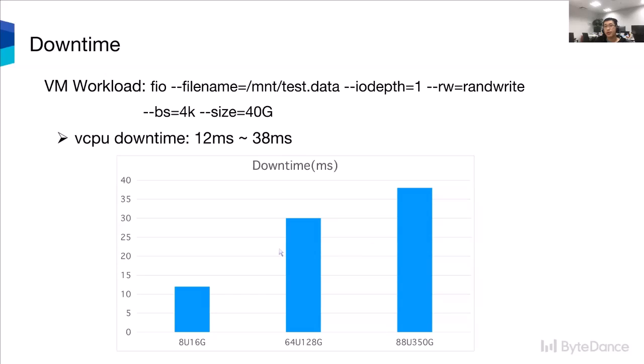Lastly, we use the FIO tool to simulate the storage workload. We read and write 14 GB to disk. We observed the distribution of VM downtime is 12 milliseconds to 38 milliseconds. Based on the above test results, we find that the relationship between the VM downtime and VM workload is not close.